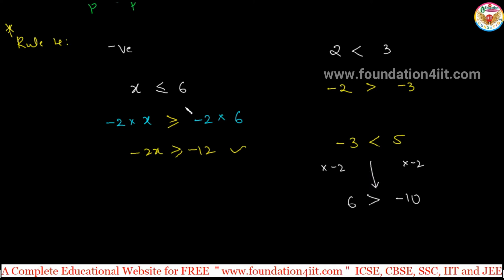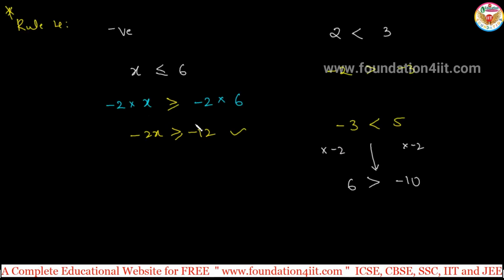Okay, it's an important rule. When we multiply by a negative, and not only multiply but even divide, when you divide or multiply both sides with a negative number, the inequality sign should be changed. Right? This is the rule we need to apply.